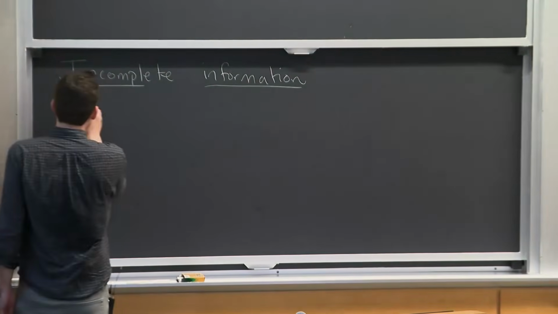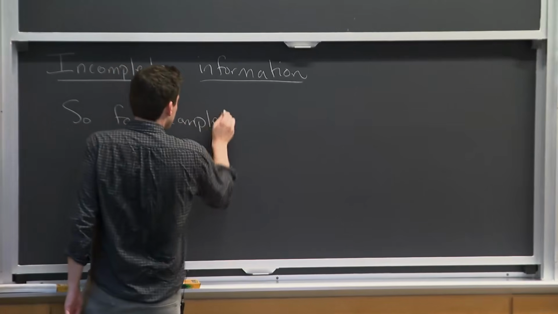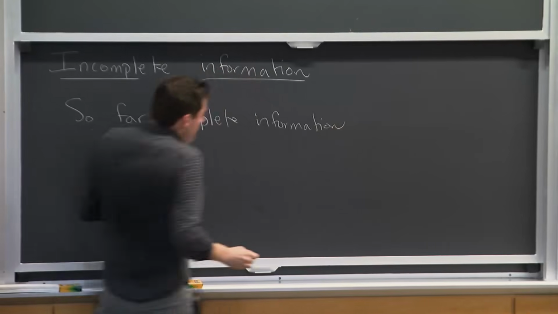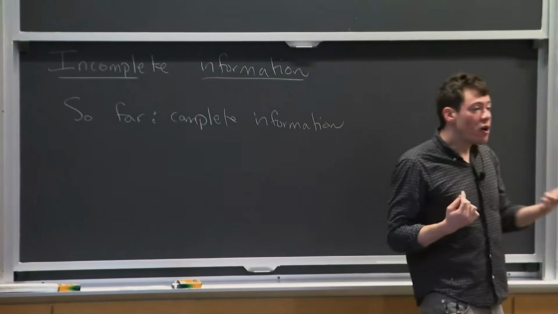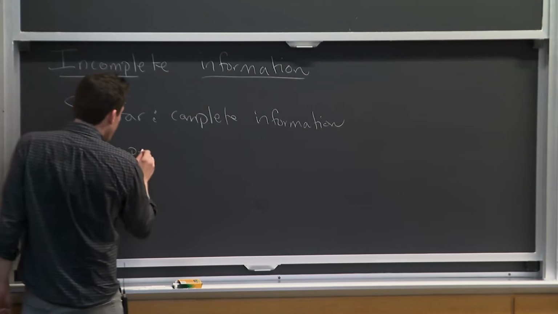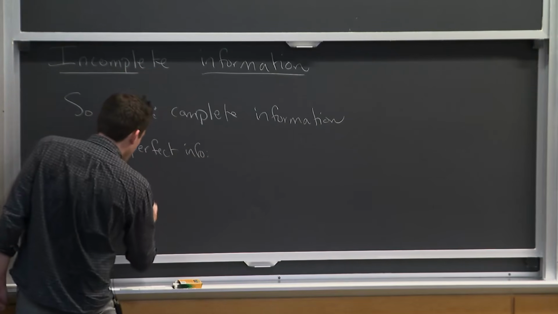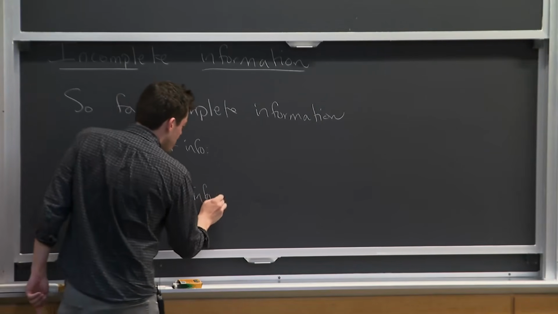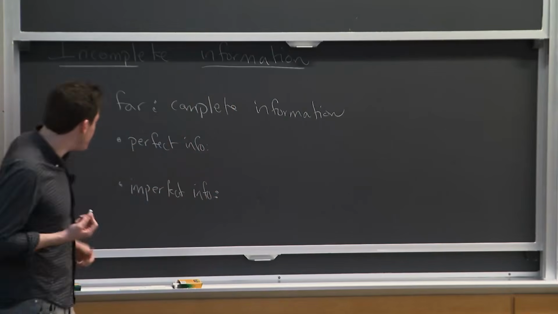So far, we've always looked at complete information. And what's confusing is that under this complete information umbrella, there are two special cases, or two distinct cases, that we've talked about, which is perfect information and imperfect information. So I'll give some formal definitions, but then I'll also give some examples to keep in mind, because I think these definitions can seem a bit abstract.